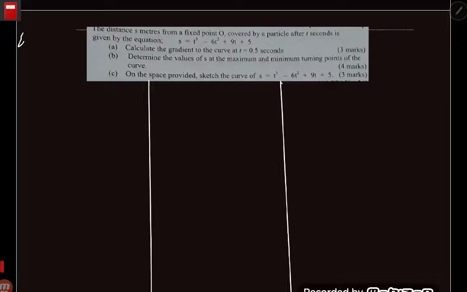The distance s meters from a fixed point O covered by a particle after t seconds is given by the equation s is equal to t cubed minus 6t squared plus 9t plus 5. Question A. Calculate the gradient to the curve at t is equal to 0.5 seconds.